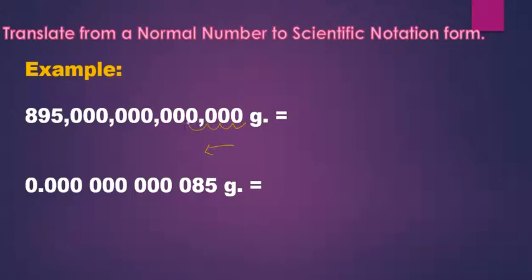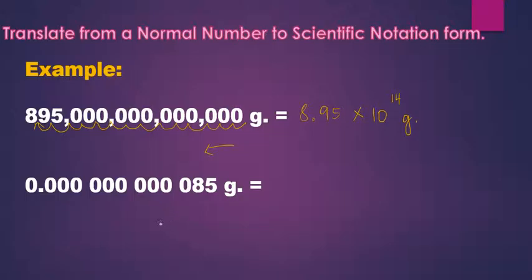1, 2, 3, 4, 5, 6, 7, 8, 9, 10, 11, 12, 13, 14. So that would be 8.95 times 10 to the 14th power grams. It should be a positive exponent because you translated it from a very big number.